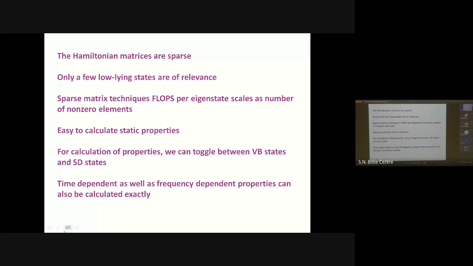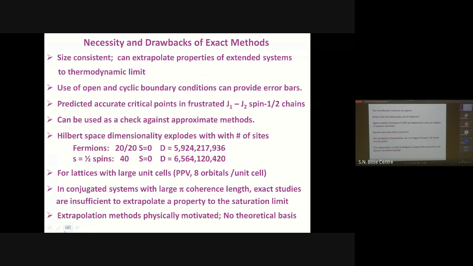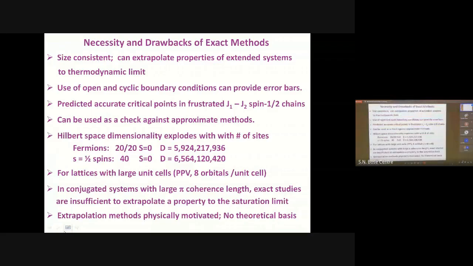Easy to calculate static properties. We can toggle between VB and determinant states for computing matrix elements. You can do time dependent as well as frequency dependent properties. You can calculate exactly using this technique. Okay, this is the last slide.